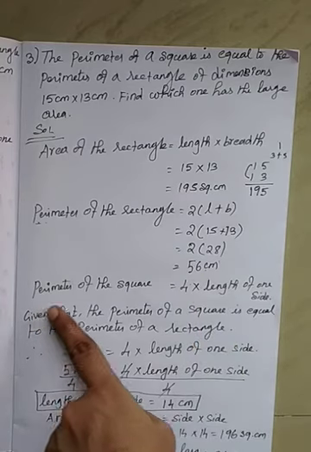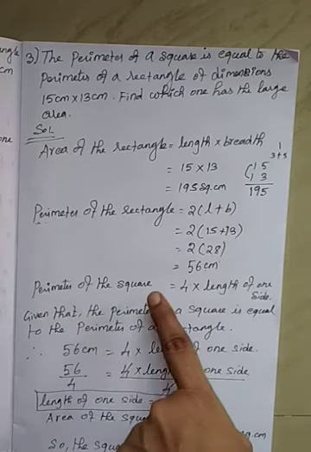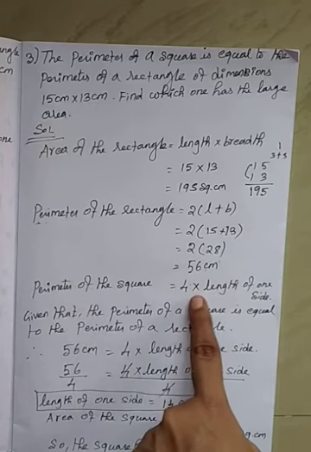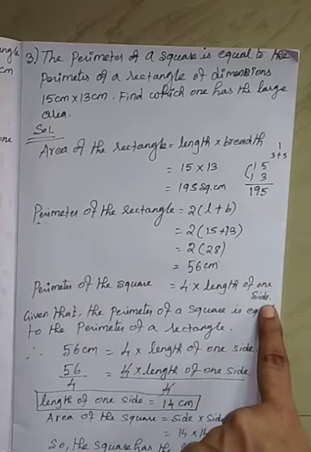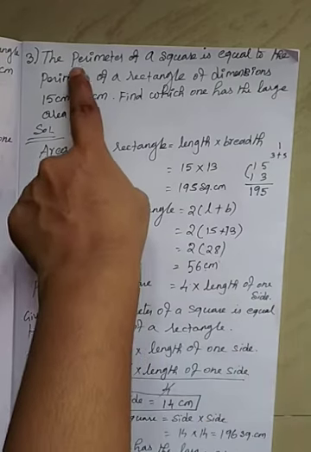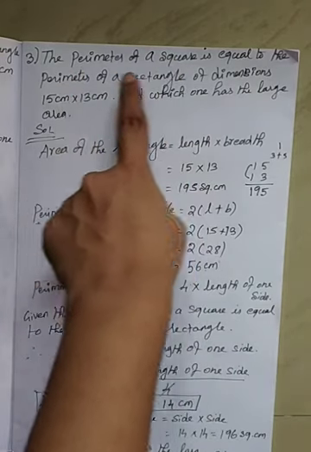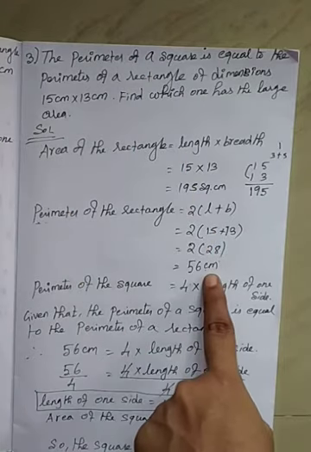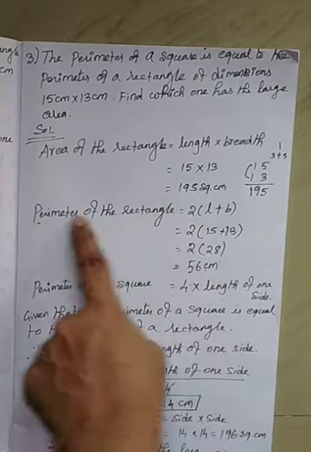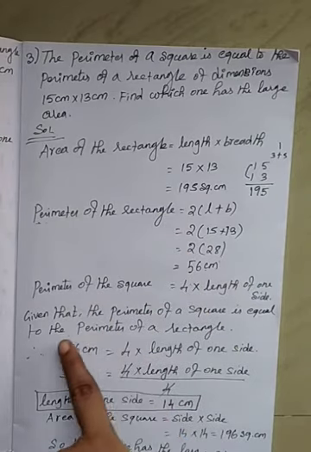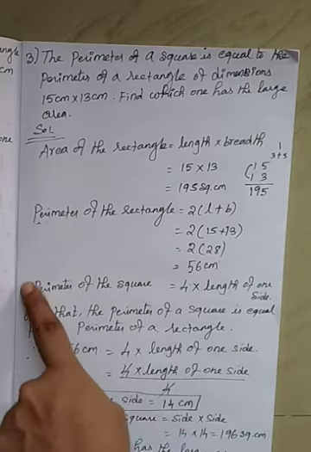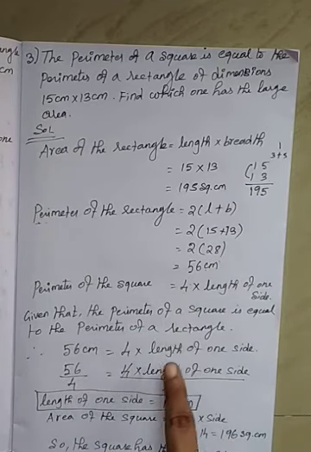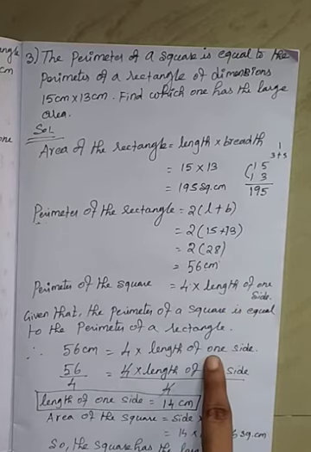So perimeter of the square. Next you have to find the perimeter of the square. What is the perimeter of the square? Everybody knows the formula: 4 into length of one side. But in your given condition, perimeter of the square is nothing but perimeter of the rectangle. So already you have found the perimeter of the rectangle, the value is 56. This is equal to the perimeter of the square from the given condition. So perimeter of the square is nothing but 56 centimeter equal to 4 into length of one side.